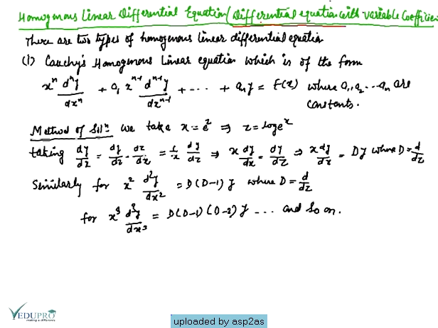That is also called differential equation with variable coefficients. So this is mainly of two types. First type is Cauchy's homogeneous linear equation, which is of the form x to the power n d^n y/dx^n plus a1 x to the power n minus 1 d^(n-1) y/dx^(n-1) plus dot dot a n y, which is equal to f(x), where these coefficients a1, a2, an, these all are constants.